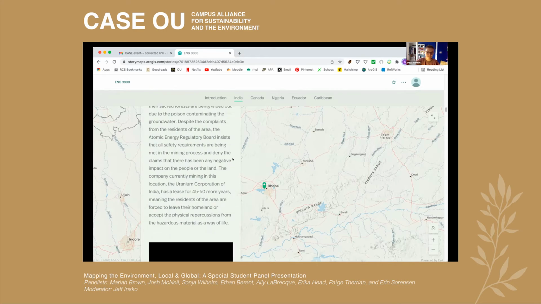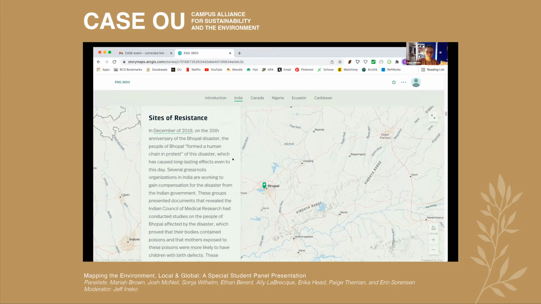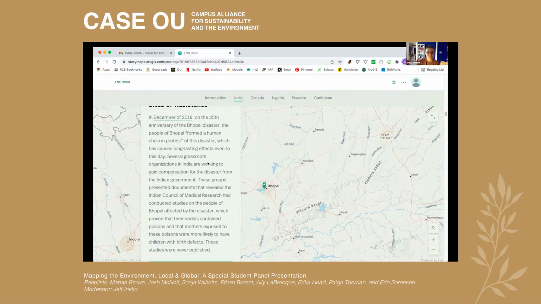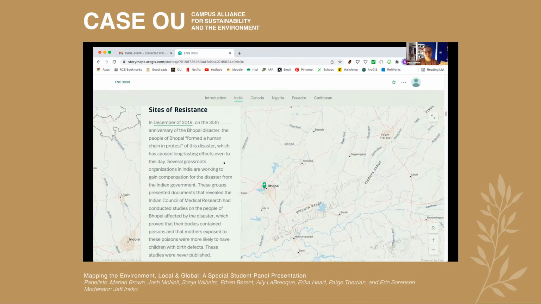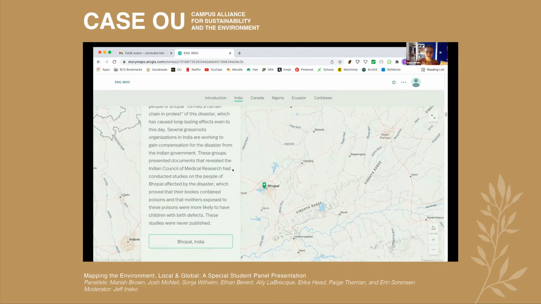And then further down, I talk about Bhopal more as a site of resistance because on the 35th anniversary of the Bhopal disaster in December of 2019, the people of Bhopal formed a human chain in protest of the disaster, which is still causing long-lasting health effects today. But there hasn't really been any compensation from the government, which is what the people are advocating for.